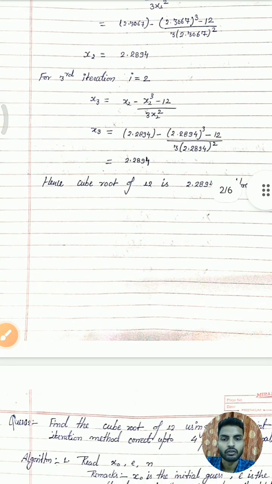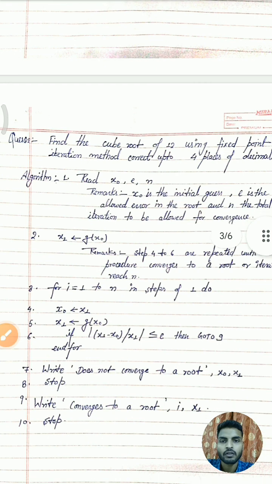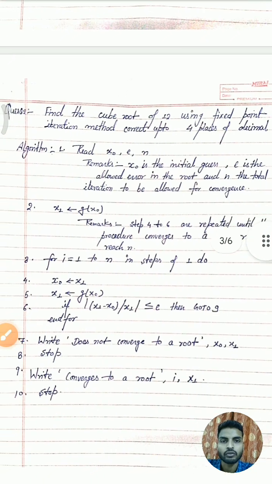So let's solve the second question of the first internal. Find the cube root of 12 using the fixed point iteration method, correct up to 4 places of decimal.